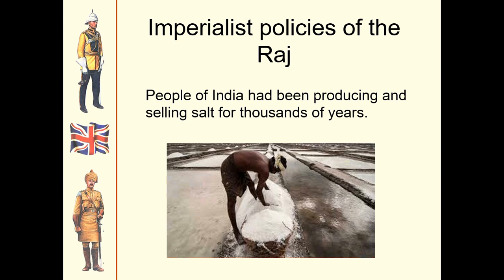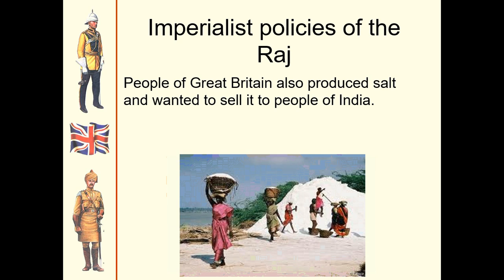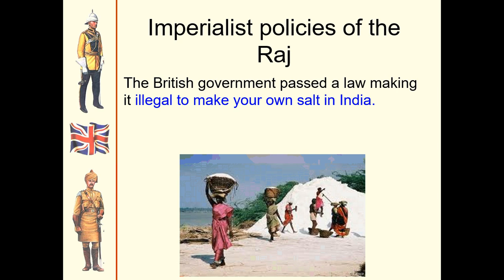Secondly, the people of India had been producing and selling salt for thousands of years, right? So India is surrounded by ocean, and oceans are salty, right? There's a lot of salt that can be produced in the subcontinent of India, right? However, the people of Great Britain also produced salt, and they wanted to sell it to the people of India, right? So the British government passed a law making it illegal to make your own salt in India.